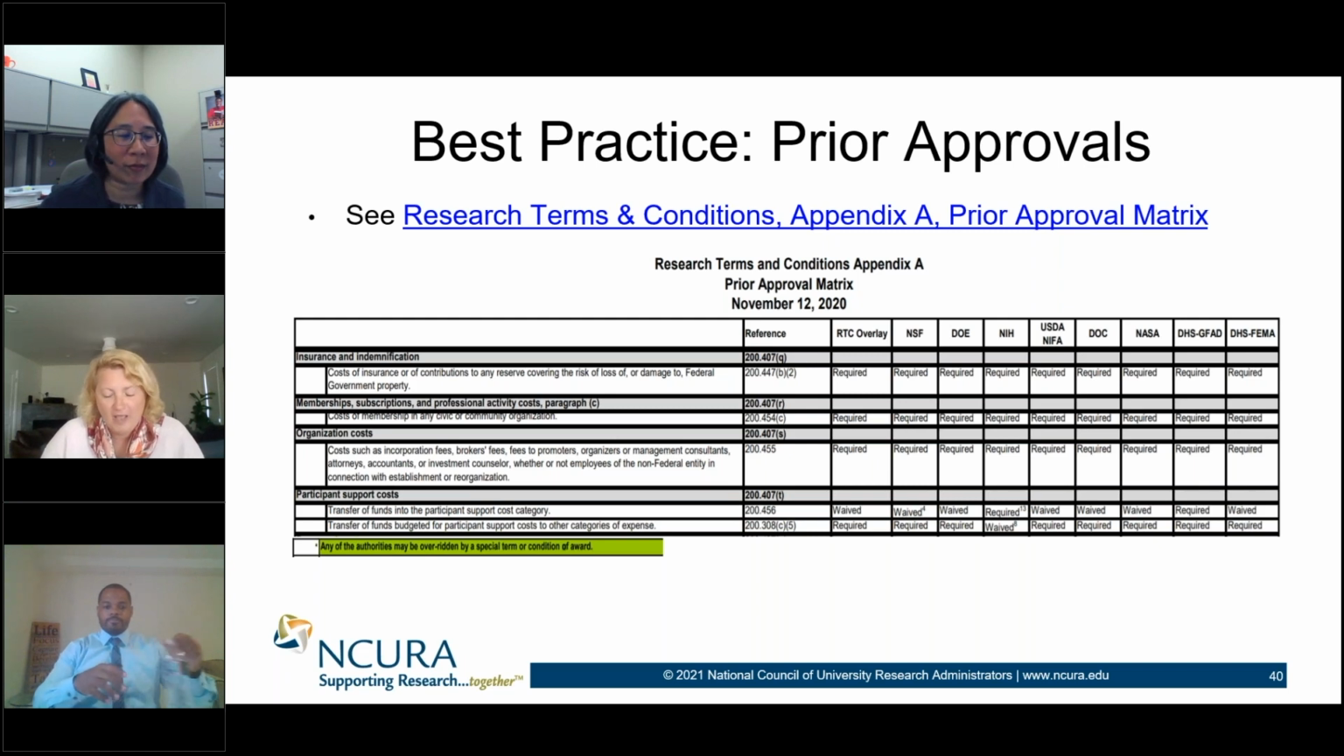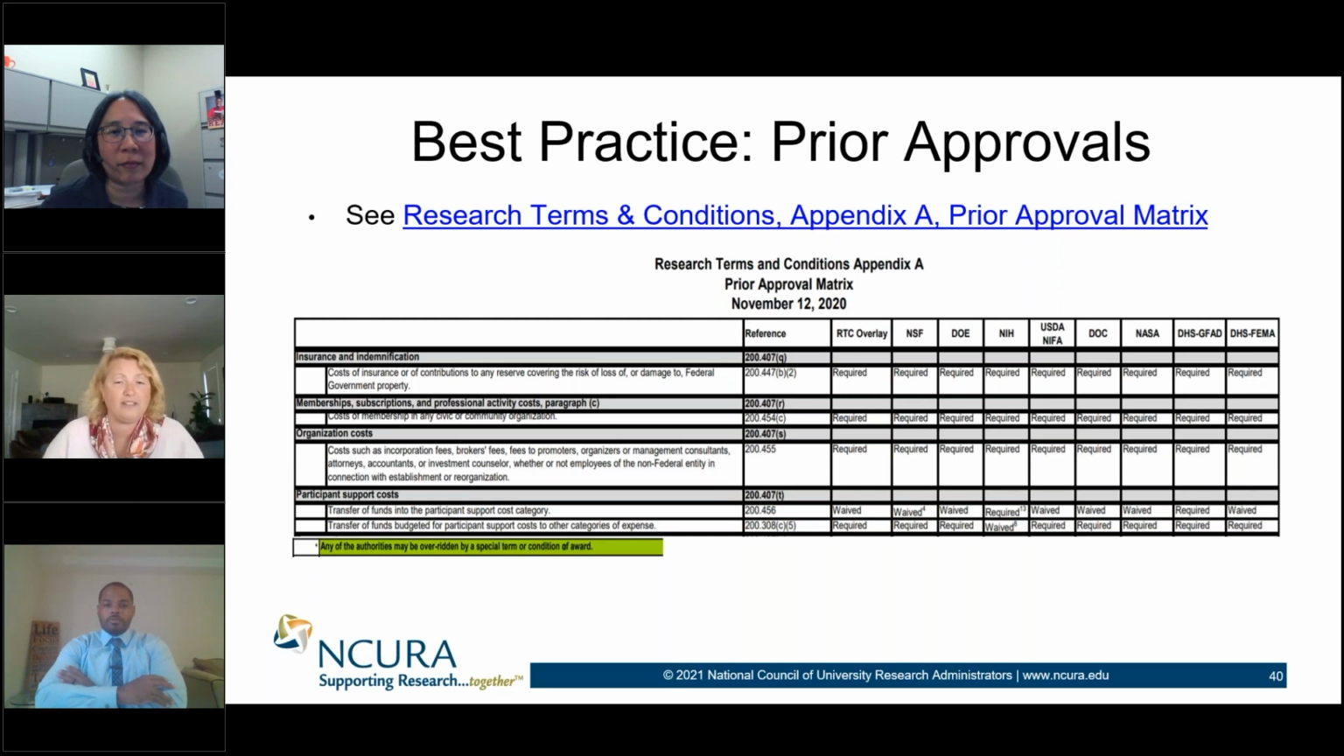So best practice prior approvals. What you see here again is a bit of an eye chart, but we felt it was important to demonstrate that different agencies do have different requirements for prior approvals. So what you see here is taken from the NSF website, Research Terms and Conditions Appendix A.